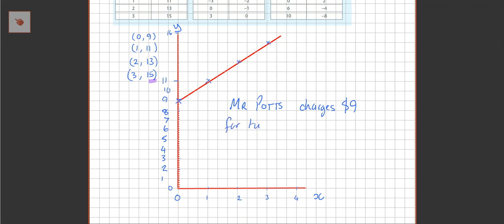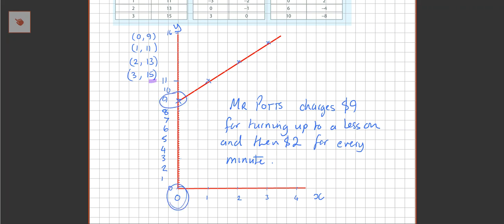for turning up to a lesson, and then $2 for every minute. Does that make sense? Yeah. So just for turning up, I get $9. Every minute after that, I get another $2. So there's an example. So if class lasts for 15 minutes, you get $100.